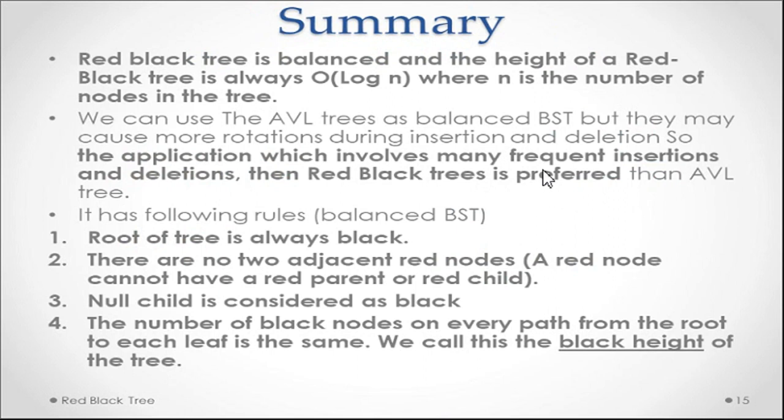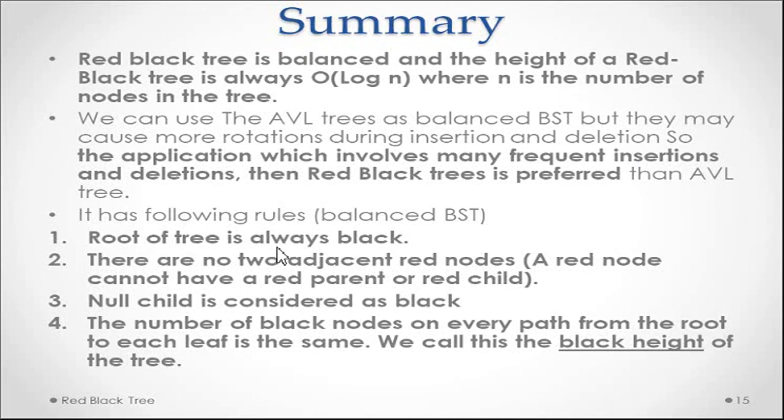Now the summary of this lecture: a red black tree is balanced and the height of a red black tree is always order of log n, where n is the number of nodes in the tree. We can use an AVL tree as a balanced BST, but it may cause more rotations during insertion and deletion. So for applications which involve frequent insertion and deletion, we use a red black tree rather than an AVL tree. And it has some rules.